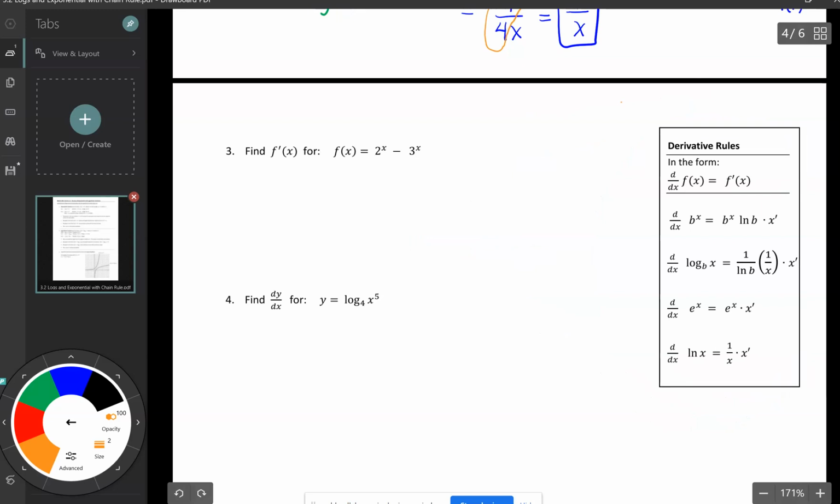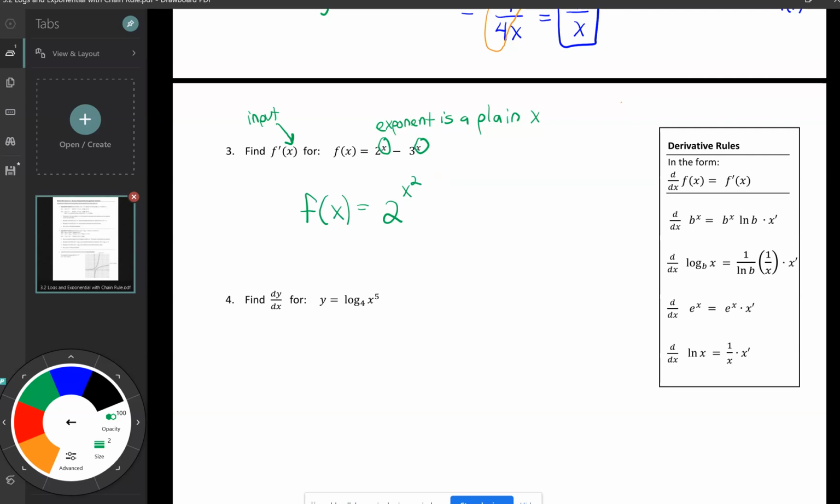Okay, so let's look at this function. Whoa, what's happening here? It looks horrible, right? So here's my input. Where is my input going? My input is going to an exponent, and the exponent is a plain, everyday x. It's not a composite function. If it had looked like 2 to the x squared minus 3 to the 5x minus 4, if my exponents had been functions, then we'd have to do the chain rule. They're just x's here, so we don't have to. I'm still going to walk through the steps.